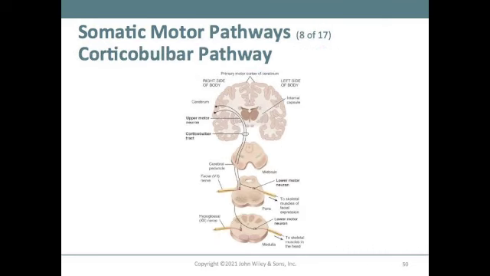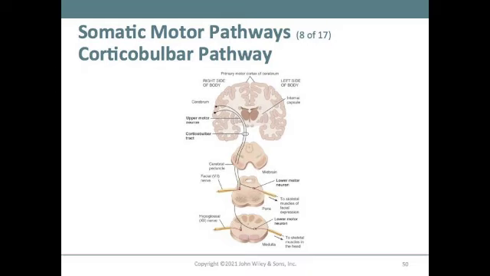And this cartoon is figure 16.11 on page 588. This cartoon outlines the corticobulbar pathway. This pathway conducts nerve impulses for the control of skeletal muscles in the head. Axons of the upper motor neurons from the primary motor cortex form the corticobulbar tract and descend along with the corticospinal tracts through the internal capsule of the cerebrum and the cerebral peduncle of the midbrain.